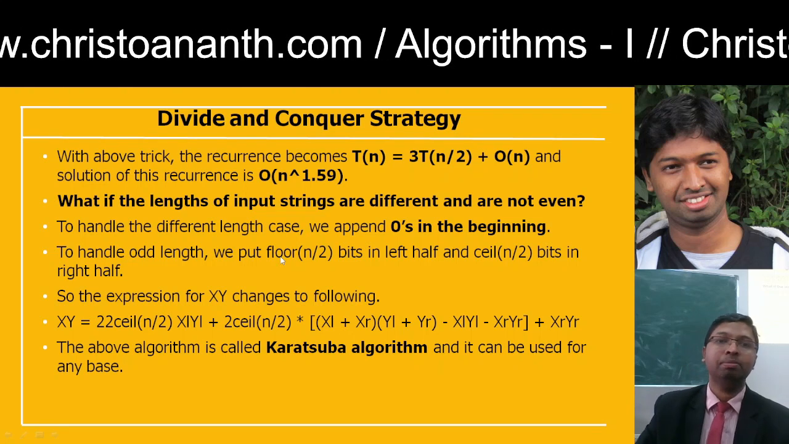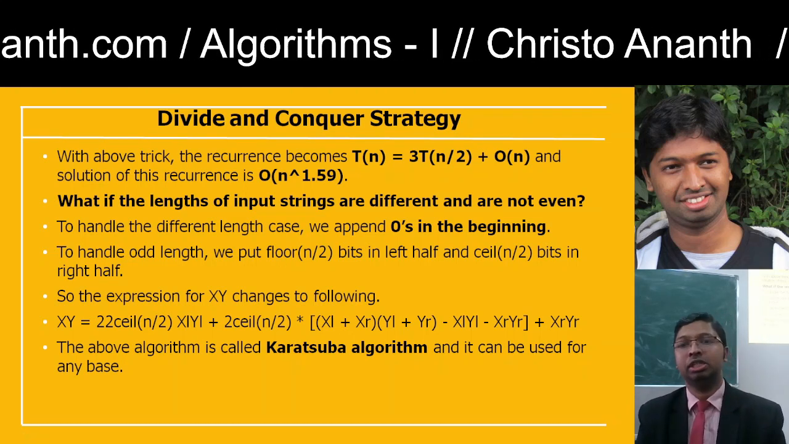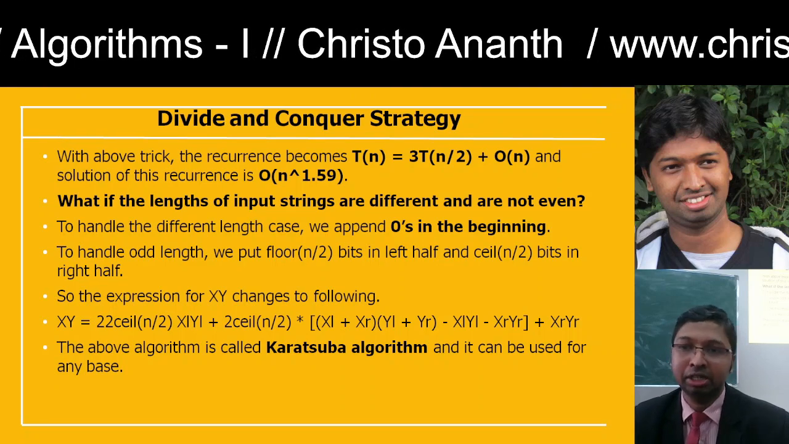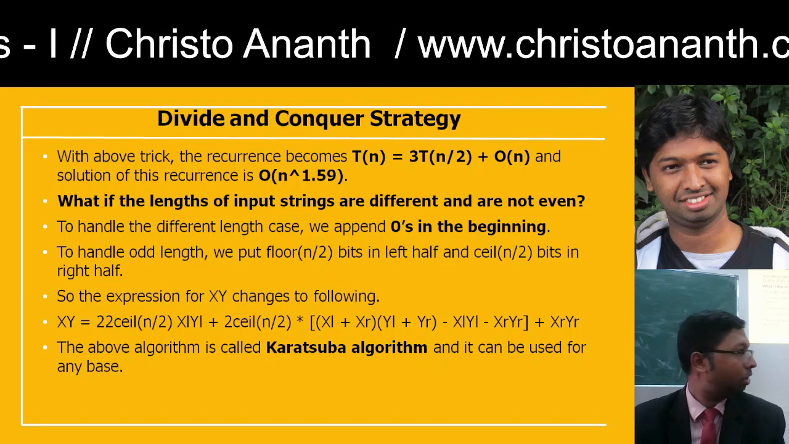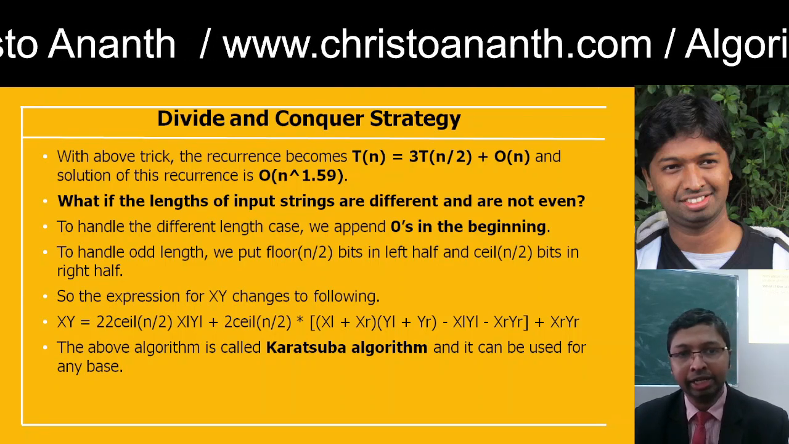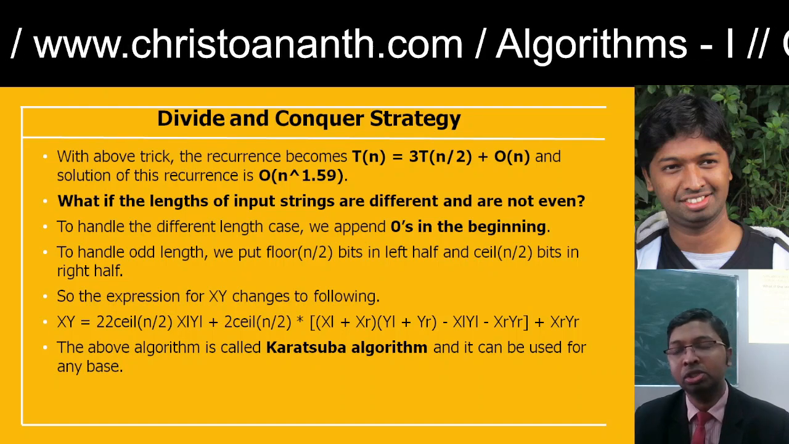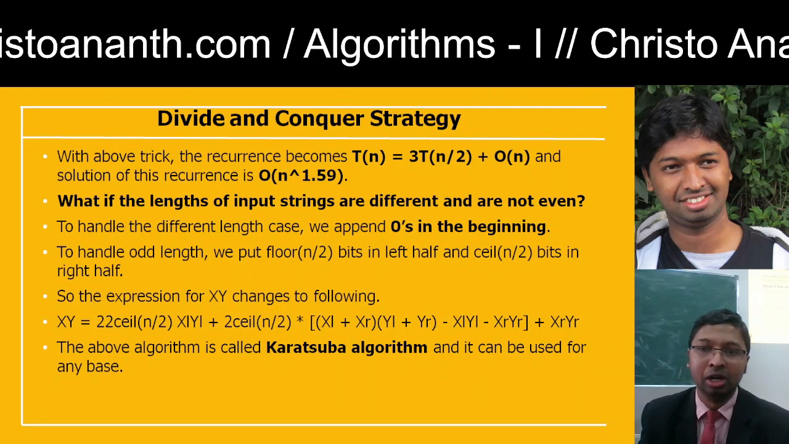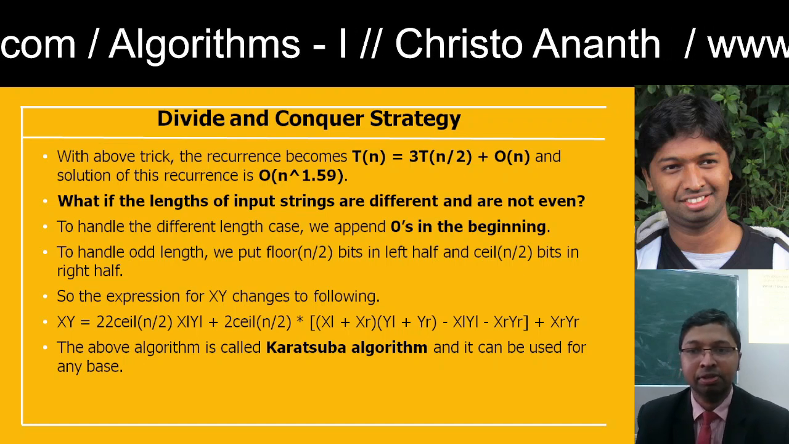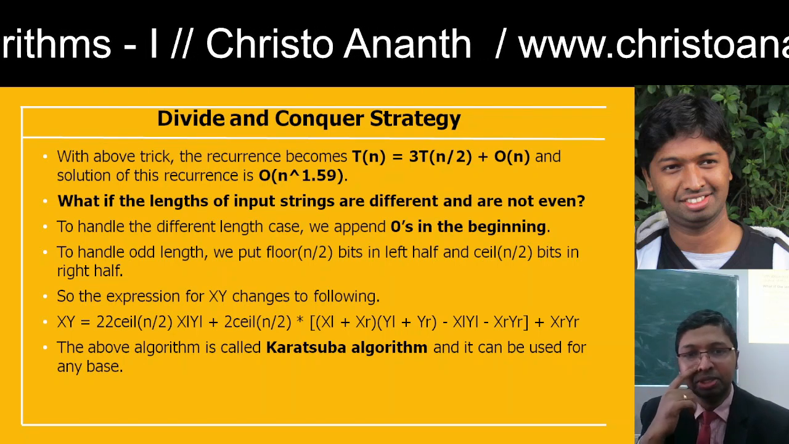Let us take the case where the lengths of the input strings are different or not even. For this, you have to append zeros at the beginning. For odd length, we put floor of n by 2 in the left half and ceiling of n by 2 in the right half.